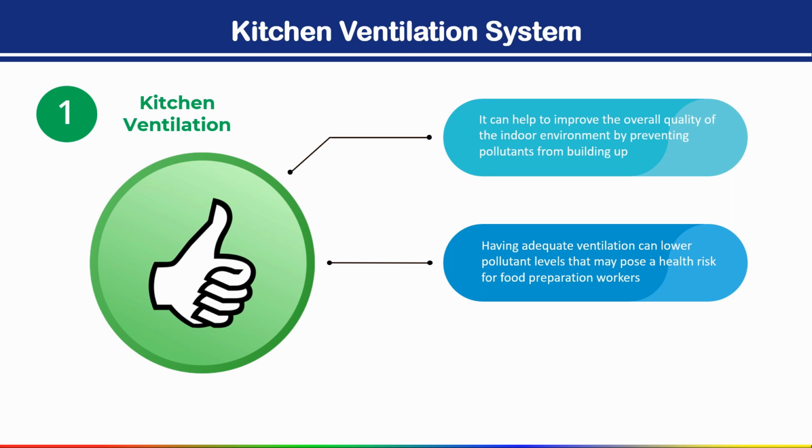Having adequate ventilation can lower pollutant levels that may pose a health risk for food preparation workers. For example, when you fry food in oil, harmful chemicals like benzenes and carbon monoxide are released into the air. These chemicals can build up over time and cause serious health problems. The best way is to ventilate your kitchen. This will help to remove any harmful gases or particles from the air before they have a chance to build up. So this is the next advantage.